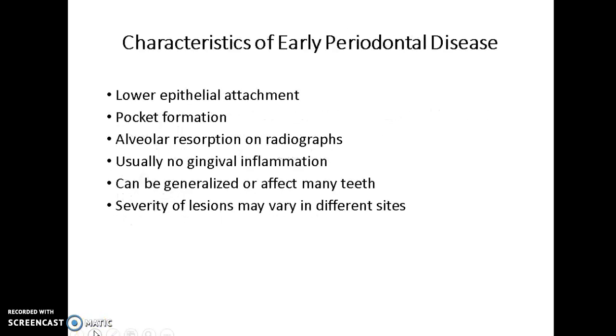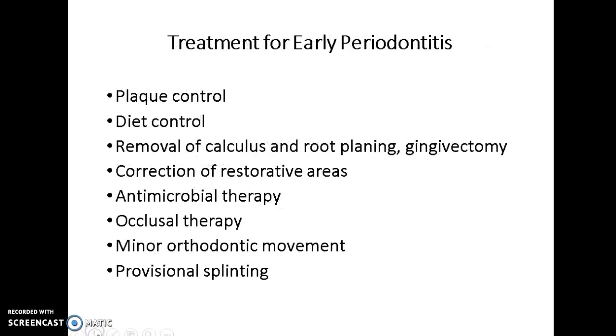So characteristics then, as a review again, are the lower epithelial attachment, a deeper pocket, and bone loss visible on radiographs. Gingival inflammation can be there or not, can be generalized or localized, and locations of lesions may be different in sites and in sizes.